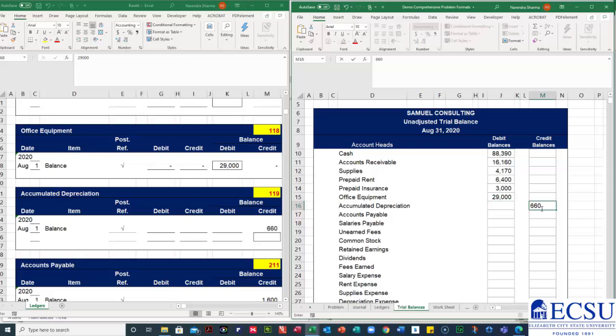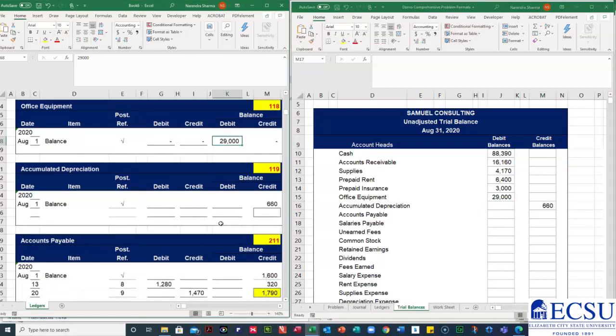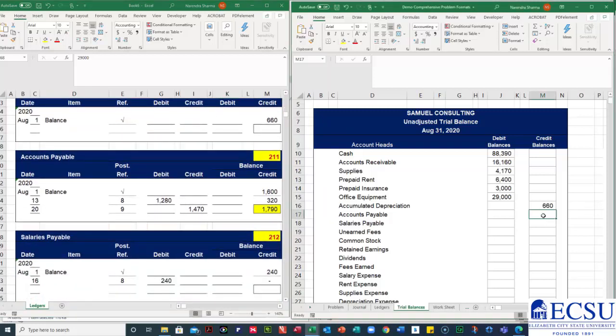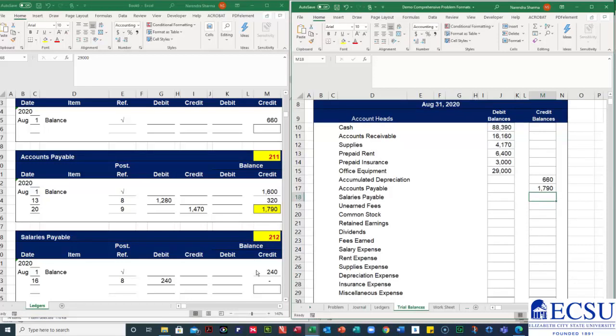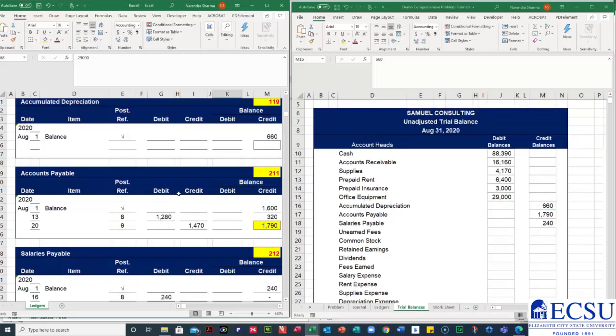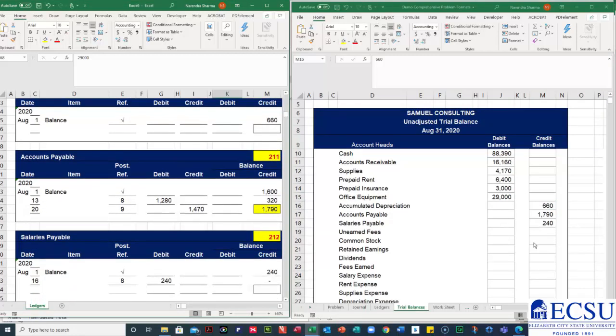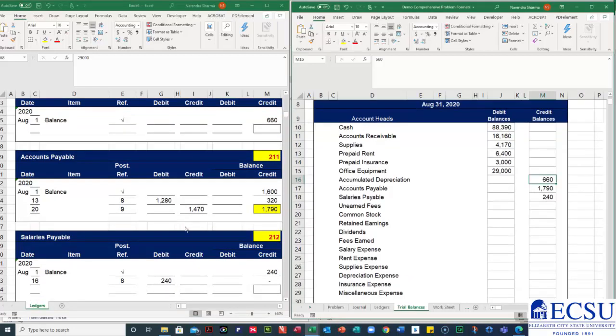So of course, accumulated depreciation is a contra account, contra asset, so it will go on the credit side. Accounts payable is 1790. Salaries payable was 240, as you can see, right? And accumulated depreciation 660, and then accounts payable was 1790. Then we had salary payable, which was reduced to zero, so we don't have anything in the salary payable.